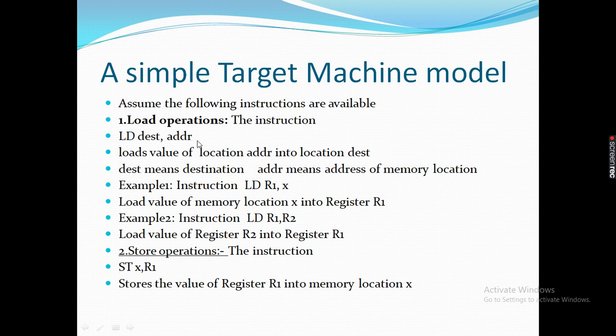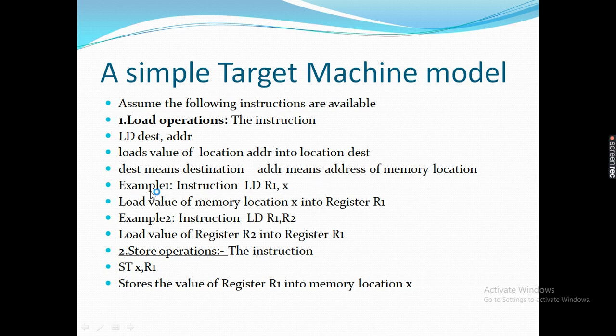So this is the general form of the load instruction: LD DEST, ADDR. This instruction loads the value of location ADDR into location DEST. DEST means destination, and ADDR means the address of the memory location.